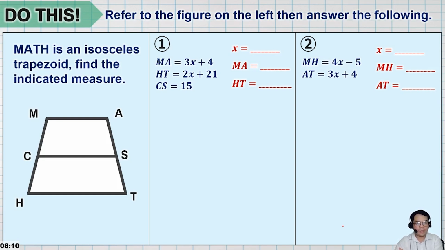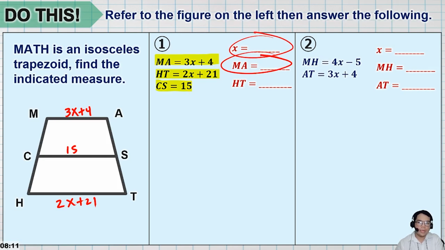So, let's have first the first set of examples wherein ang given natin, ang sukat daw ng MA ay 3x plus 4. So, sulat ko na dito, 3x plus 4. And then, ang sukat naman daw nitong HT is 2x plus 21. Now, the measurement of CS is going to be equal to 15. Now, using that set of given, we are to find the following. The value of x, the measurement of line segment MA, and the measurement of the other base, which is HT.